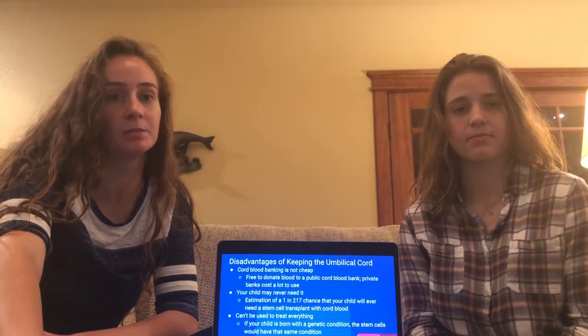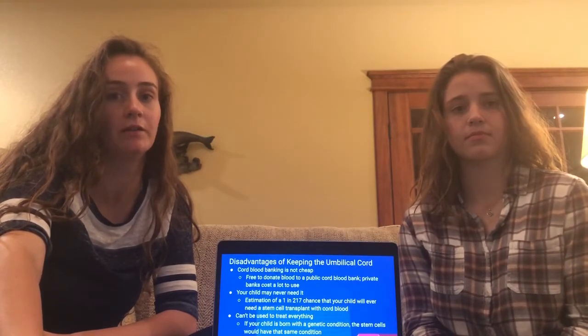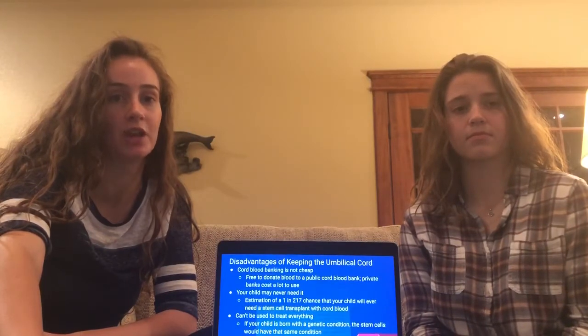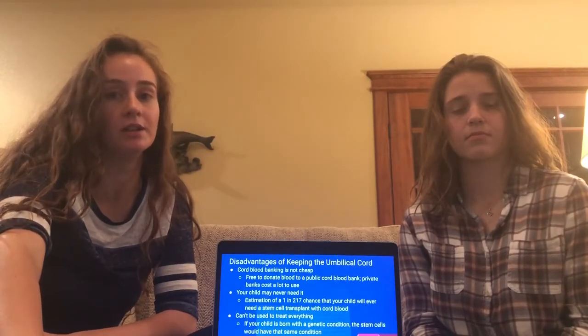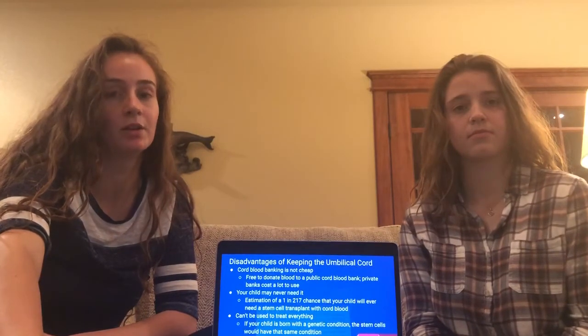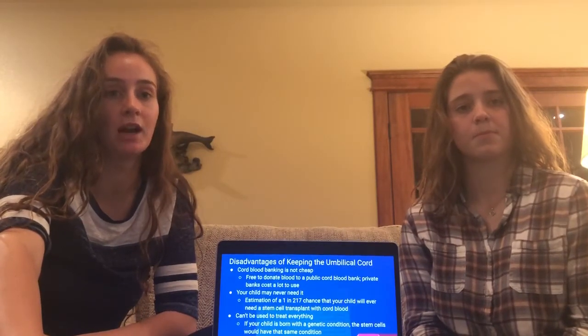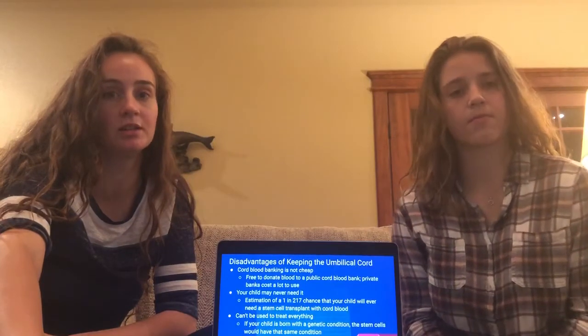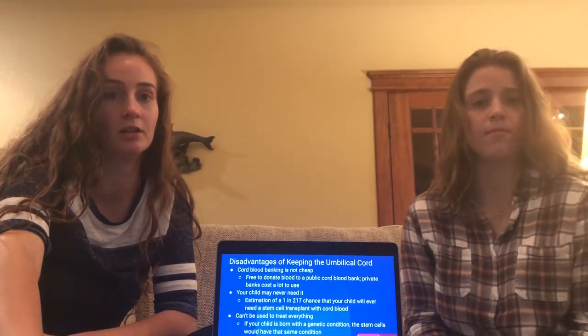There is also the possibility that your child may never need it. There is an estimation of a 1 in 217 chance that your child will ever need a stem cell transplant with cord blood. Successful treatment is also not guaranteed. If your child is born with a genetic condition, the stem cells would have that same condition.